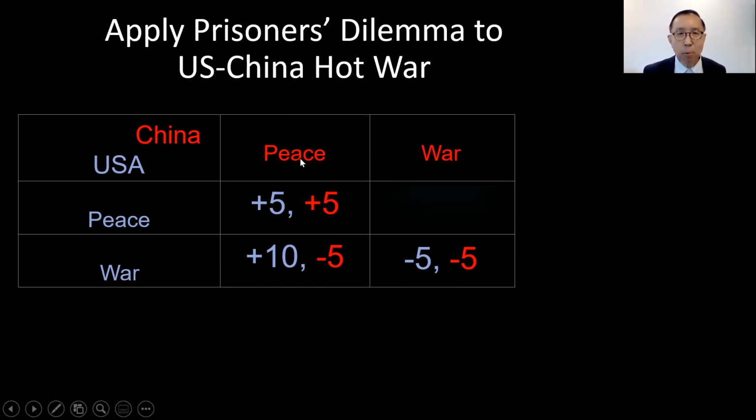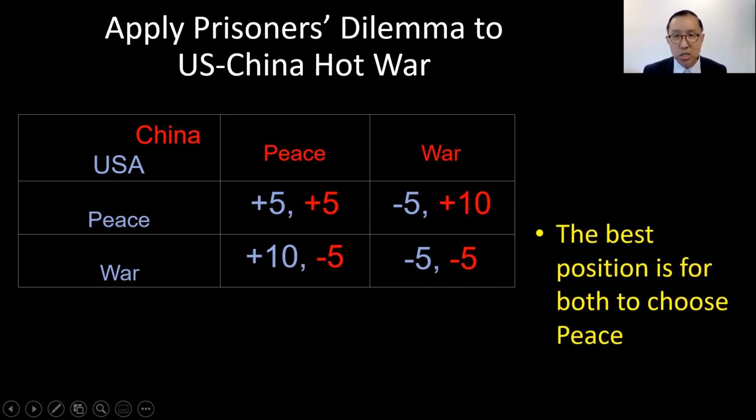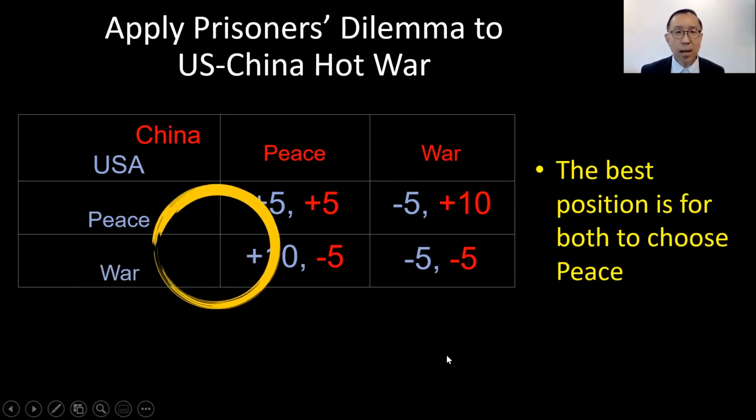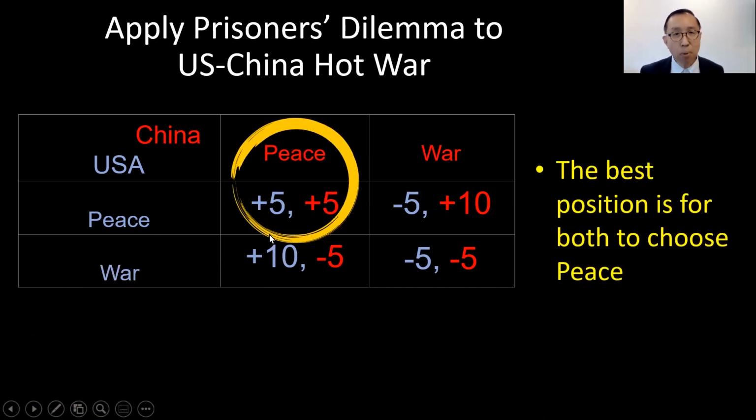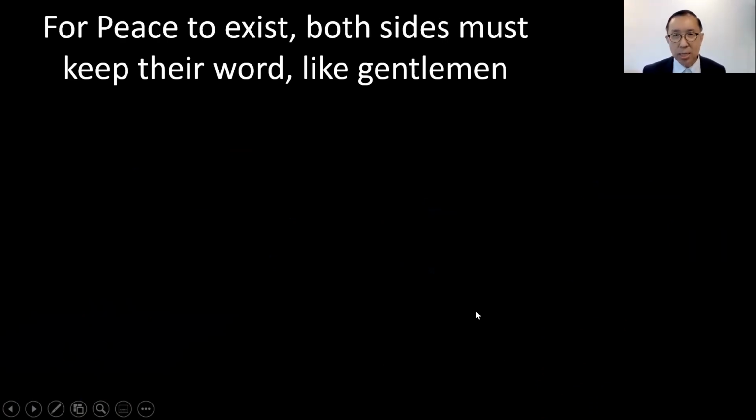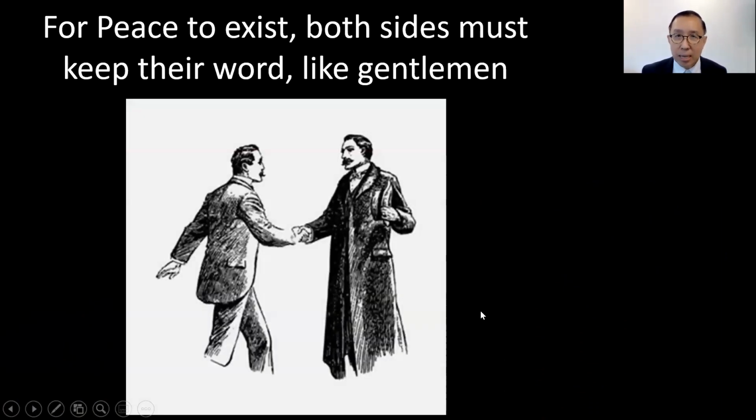It's the same if the US goes for peace and China wages war, then China will have 10 points and the US will have -5 points. Now, of course, the best position to be in is that both parties go for peace, then both will get +5 and +5. But crucial to this peace position is that both must keep their word, like gentlemen.